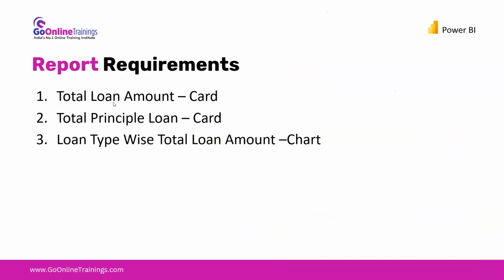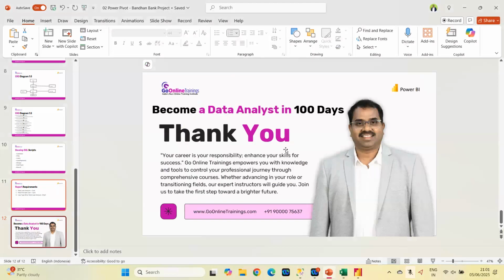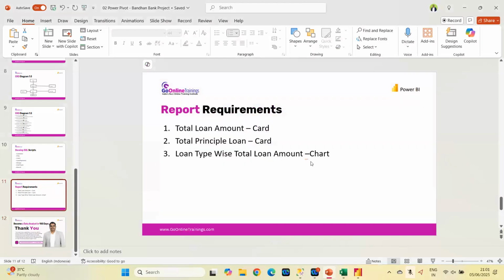So reporting requirements: total loan amount, card visualization; total principal amount, card visualization; loan type wise total loan amount chart. What chart? It is a bar chart. So like that they are going to be telling you what kind of a chart they wanted to have. They know what is a bar chart, what is a pie chart, right?